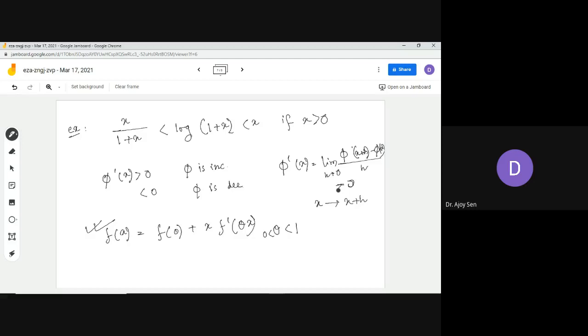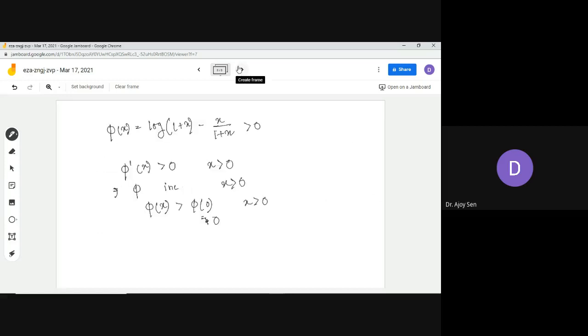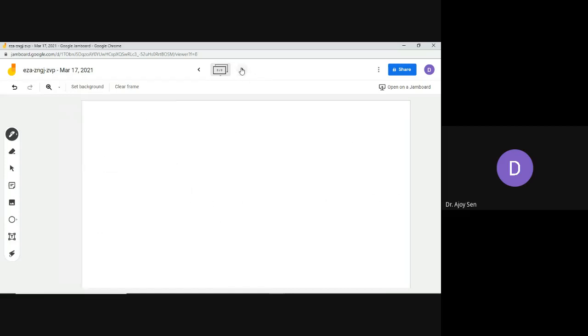So this is the case, and apart from this, I think I need to talk about one last thing. I think I have time, so no problem. The last thing which you need to understand is Taylor's theorem.